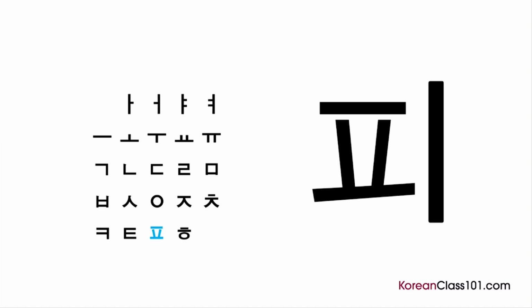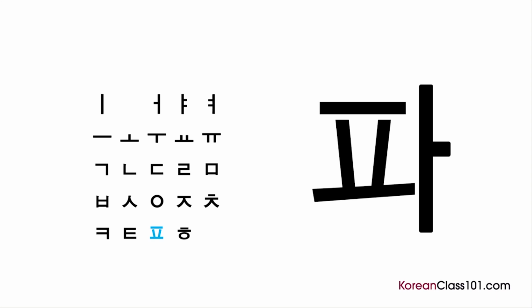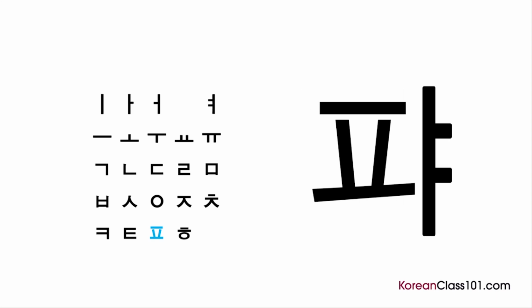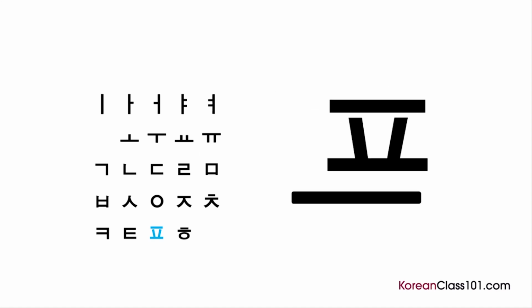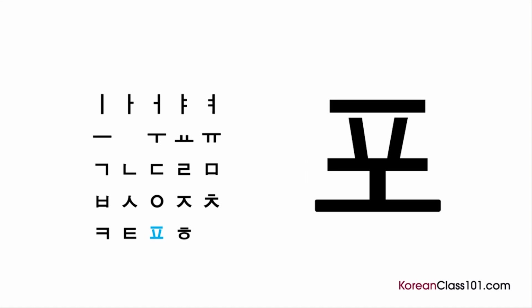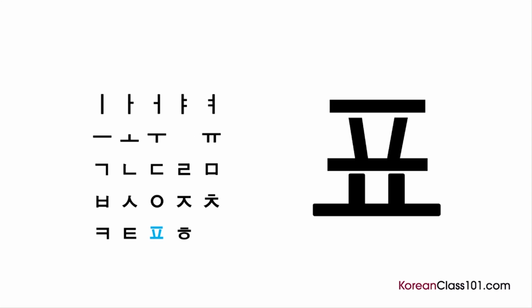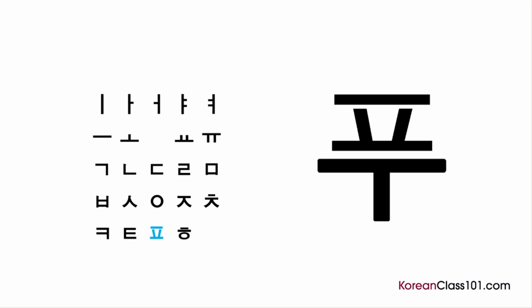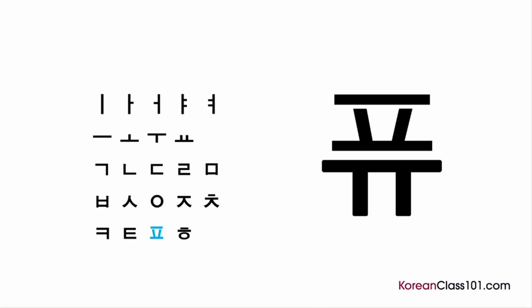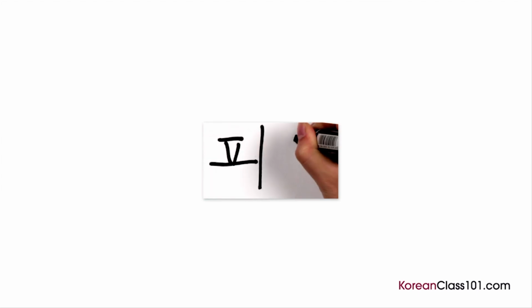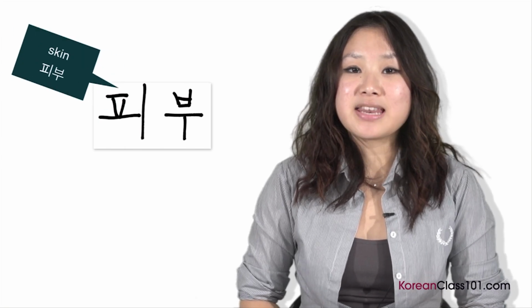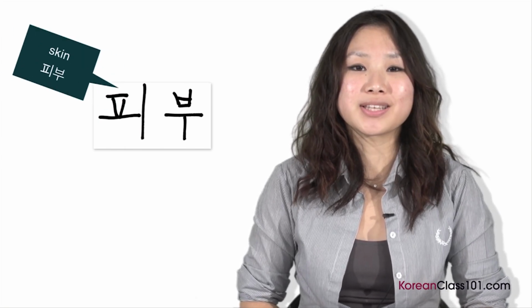피, 파, 펴, 프, 포, 표, 푸, 퓨. Try reading this word. 피부. This means skin. And here is a phrase that you might have to use in Korea.